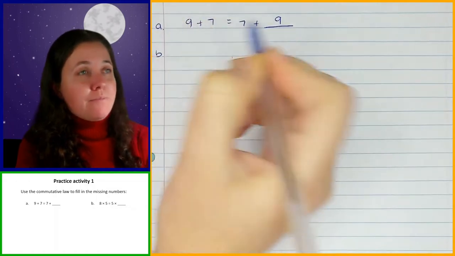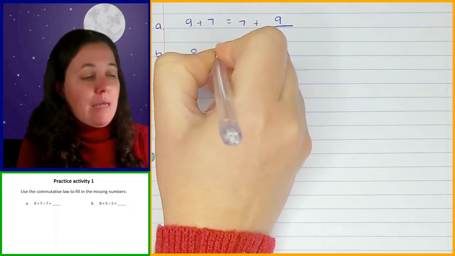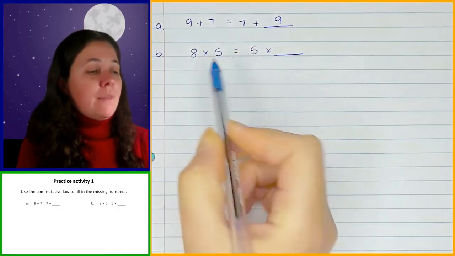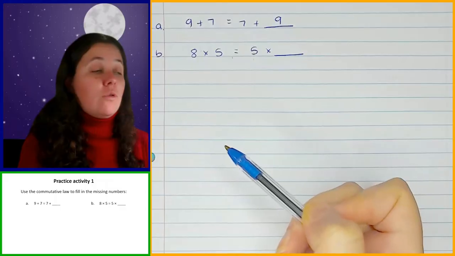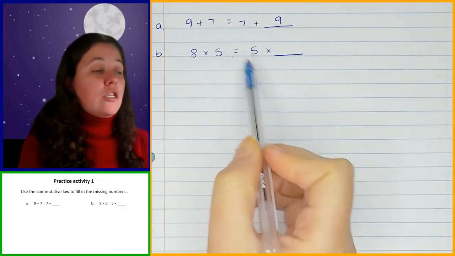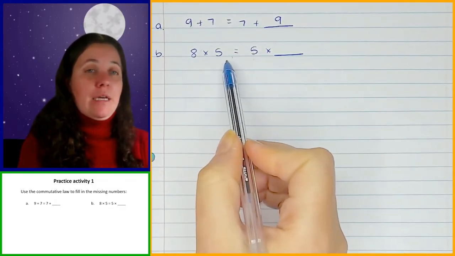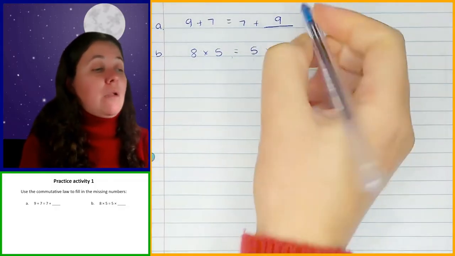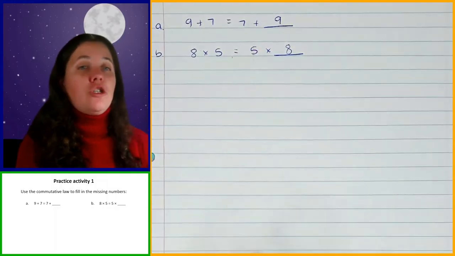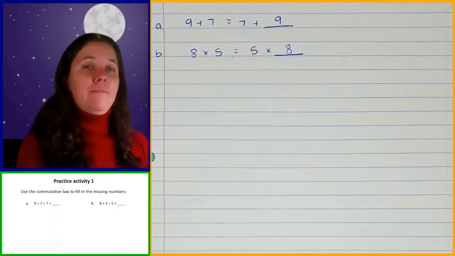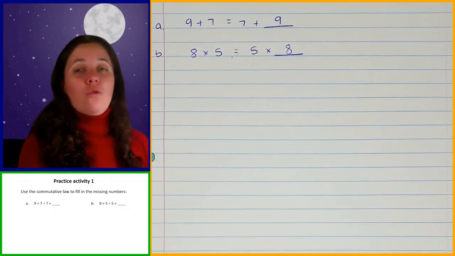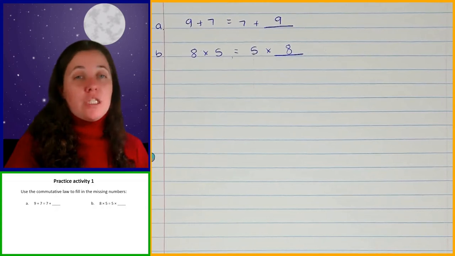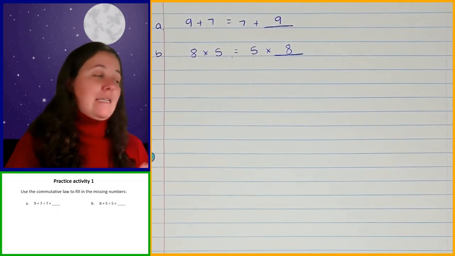Then for B, we have 8 multiplied by 5 equals 5 multiplied by something. And the same thing applies. The commutative law says that I can switch them around. So if I start with the 8 and I times it by 5 over here, then over here, if I start with a 5, it's equal to the same thing if I multiply it by the 8 again. So you should have had an 8 over there. Okay, so that is the commutative law. Remember, the commutative law applies for multiplication and addition. It does not apply when you are working with subtraction and division.